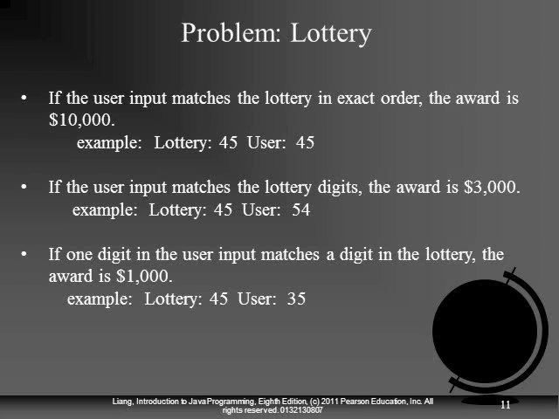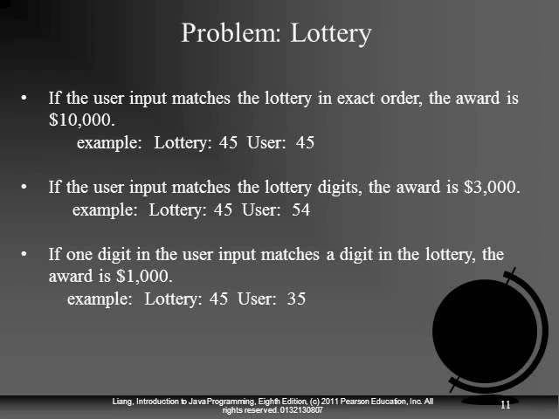Okay, this example is kind of interesting. We're going to create a little lottery program. The program will pick a 2-digit random number, and if the user matches that number exactly, they'll win $10,000. If the user doesn't match it exactly, but has the 2 digits correct, so in the example, if the number picked was 45 and they guessed 54, so they've just reversed the digits, we'll give them $3,000.